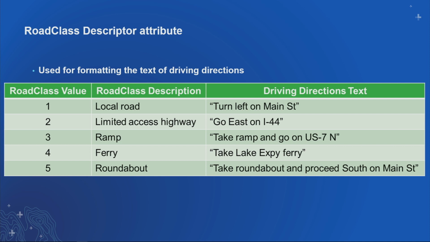I mentioned the RoadClass field. That's an integer field, see 1 through 5 as an example here. It identifies different types of roads. So when travel happens on these roads and directions are generated, then it will give you the right thing. It'll say take the roundabout because we know that this road class is a RoadClass 5.